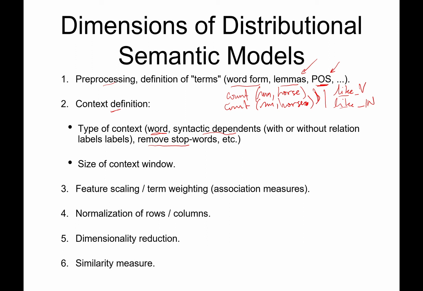All right. And when I choose all of this, I should choose also what is the size of the context window. I can take my word and take the 2 words before and the 2 words after, or I can take the 20 words before and the 20 words after as a context.